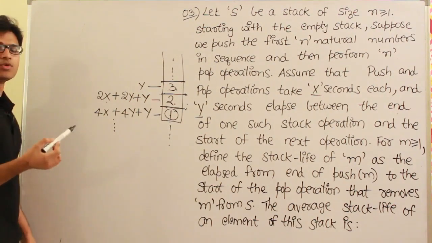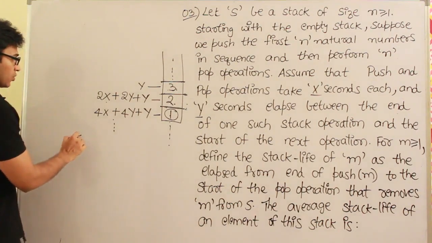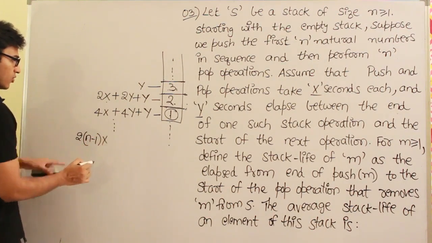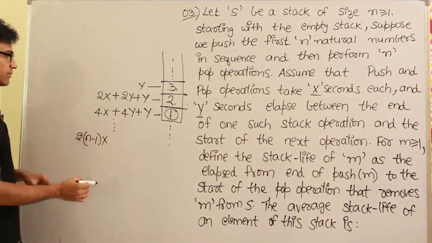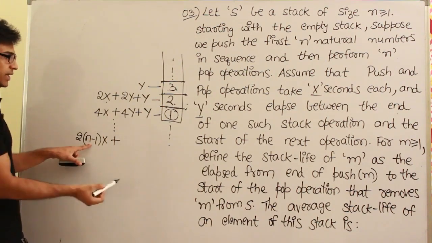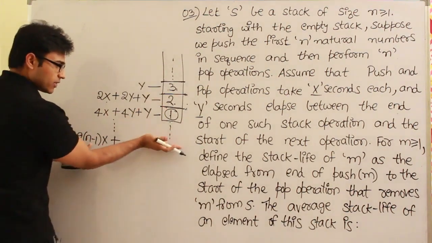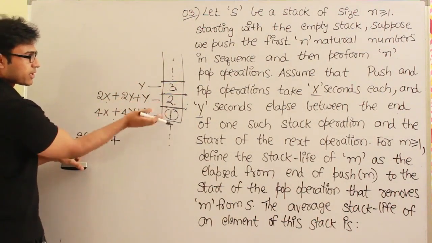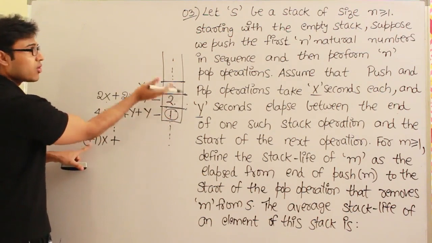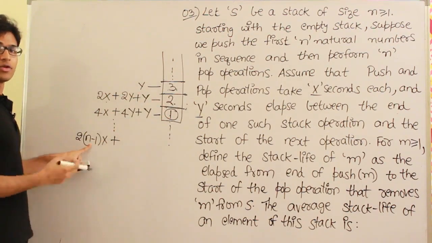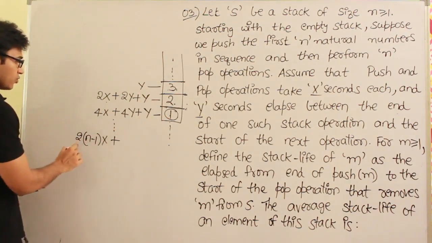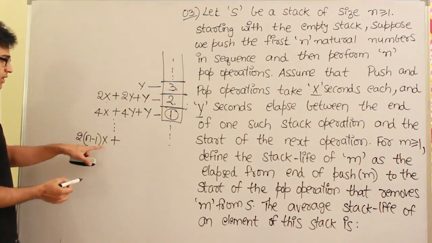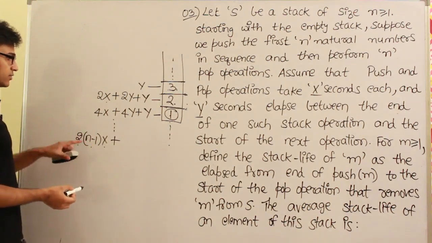Therefore, how many push and pop are required? 2 into n minus 1 push and pop are required, isn't it? Therefore, 2 into n minus 1 x time is required for push and pop. Are you following it? See, if there are n elements, then 1 will be here and n minus 1 elements will be above it. How did they come there? By pushing. Therefore, n minus 1 pushes and I have to go out. Therefore, n minus 1 pops, right? That is 2 into n minus 1, because n minus 1 pushes and n minus 1 pops. And for each operation, time taken is x units, right?